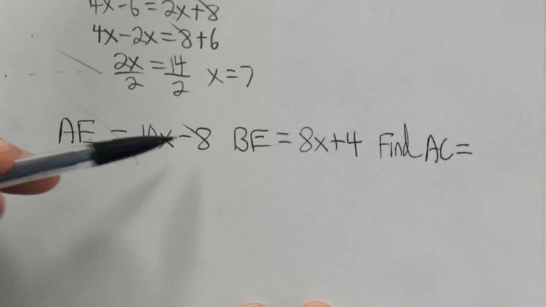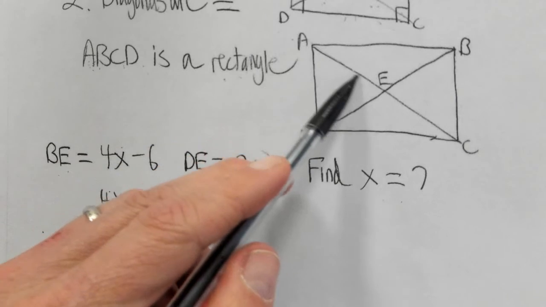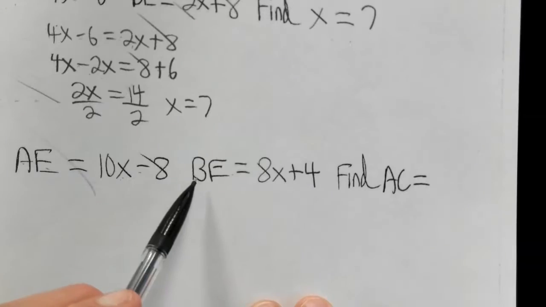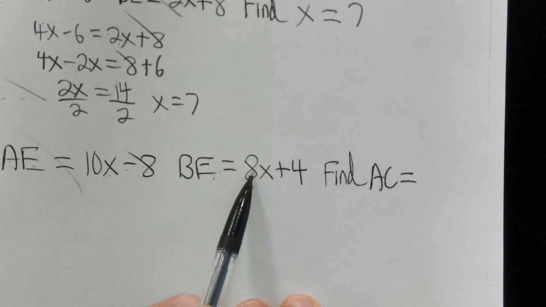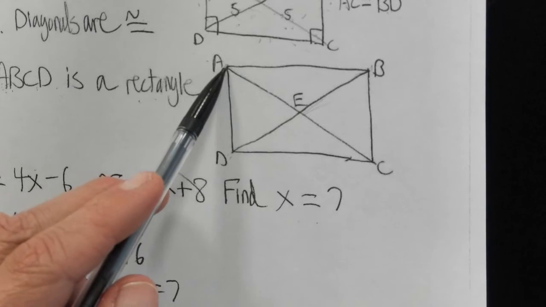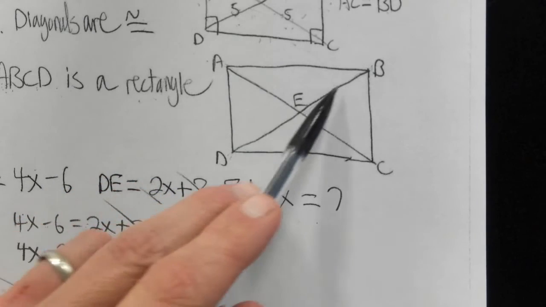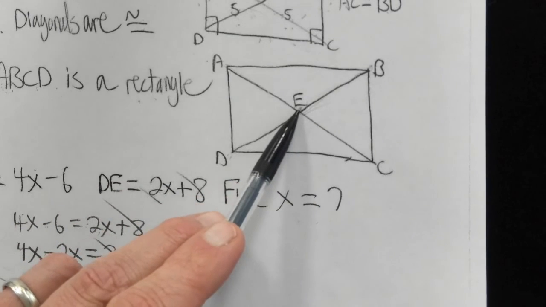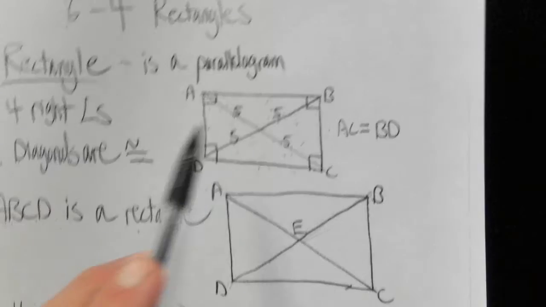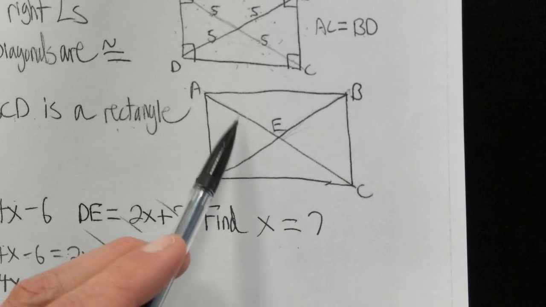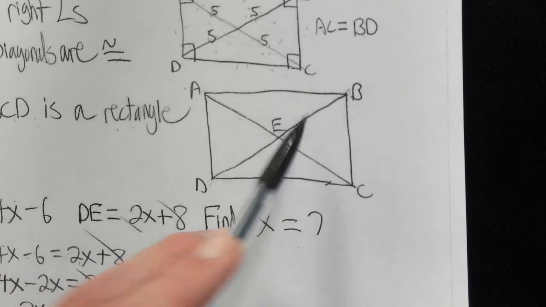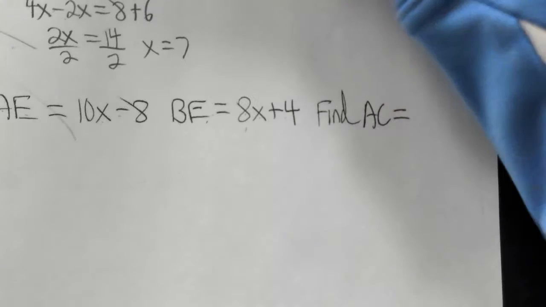AE equals 10x minus 8. Well, where's AE? That's this piece of the diagonal. And BE, which is this piece of the diagonal, is 8x plus 4. Now look at these two parts. This half of the diagonal and this half of the diagonal. Now remember, the diagonals are congruent. So what did we say? All the halves are congruent, right? So this actually equals this in a rectangle. So we're going to set them equal again.